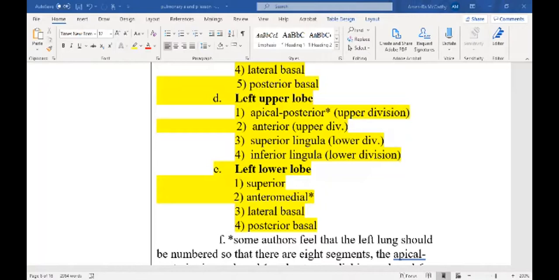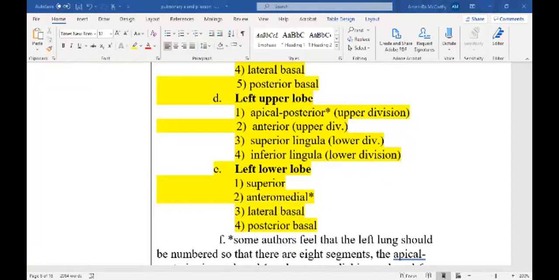And then the left lower lobe has 4 segments: superior, anterior medial, lateral basal, posterior basal. So how many segments does the left lung have? 8. How many segments are in your lungs completely? 18. 10 on the right, 8 on the left.